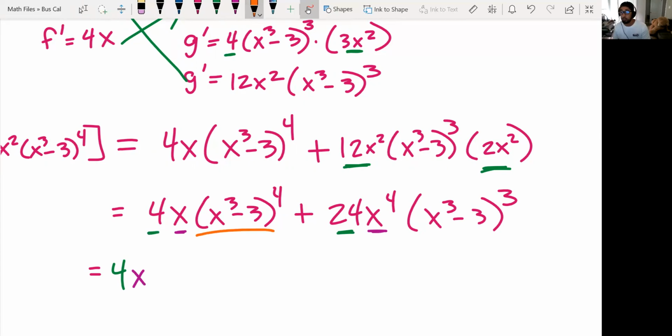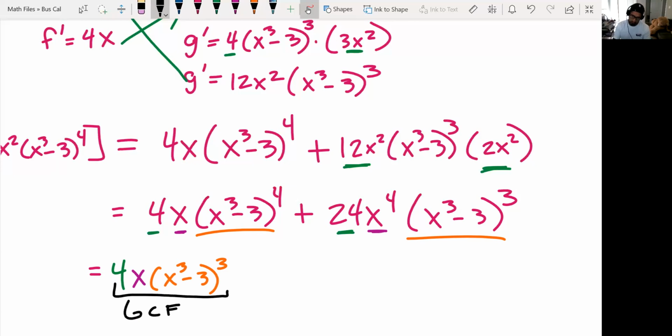And then from x cubed minus 3 to the 4th and x cubed minus 3 to the 3rd, you can only take the smallest power out. So I can take out an x cubed minus 3 to the 3rd. So this is our greatest common factor. Which means I'll put a bracket here just for neatness and write what we're gonna have left when we take out this greatest common factor. Okay, so you take out this greatest common factor, 4x from 4x, cancel.